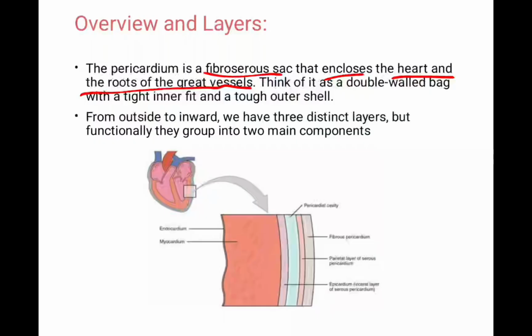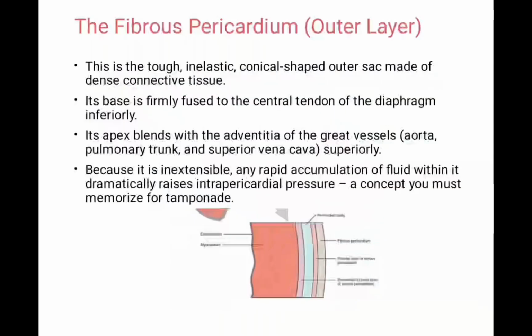So from outside to inside, it has three distinct layers, but they are functionally grouped as two main components: the fibrous pericardium and the serous pericardium. The serous pericardium now has two layers, a parietal and a visceral layer. We'll look at that shortly.